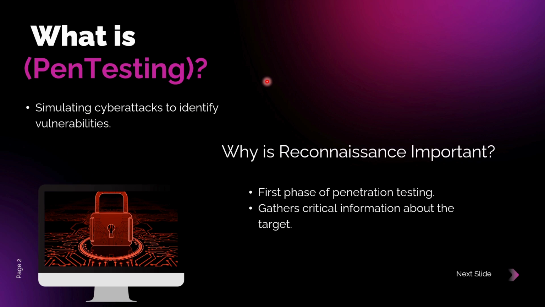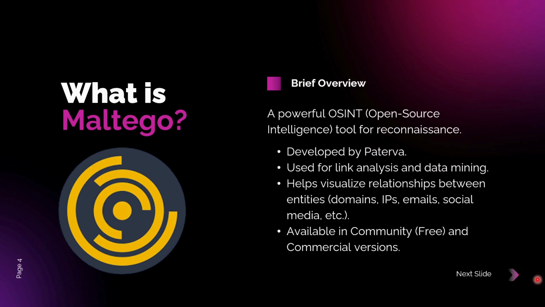Now imagine a hacker is going to attack someone's system. What will he do before attacking the system? He will gather the information, the weak points about the system or any weak channel he can find. This is what reconnaissance is. Reconnaissance is important because by doing it you will get critical information about the target. This is the first phase in penetration testing.